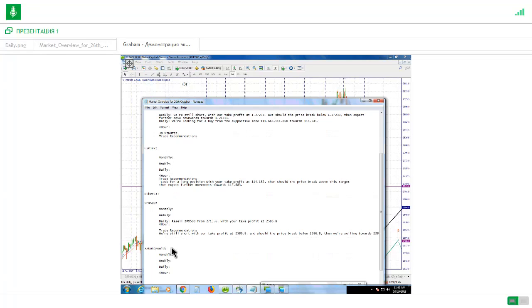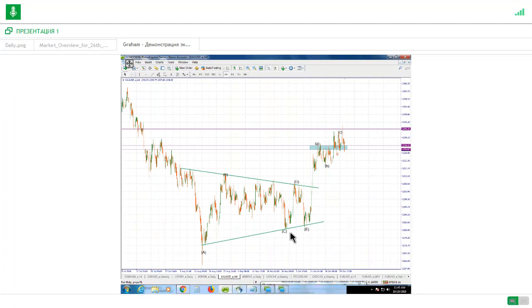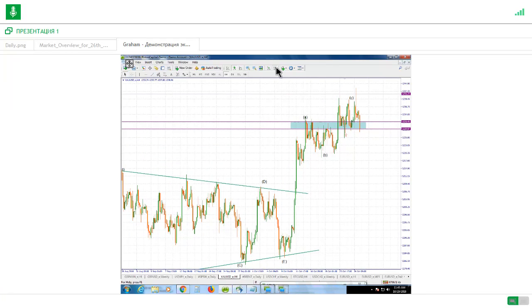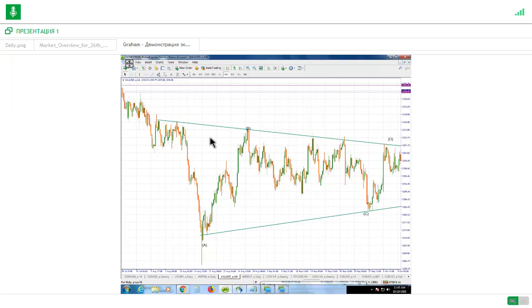So that is that for SP 500. We now go to the next one, which is gold. So gold, nothing has shifted. We still have our levels as we had them on Friday.